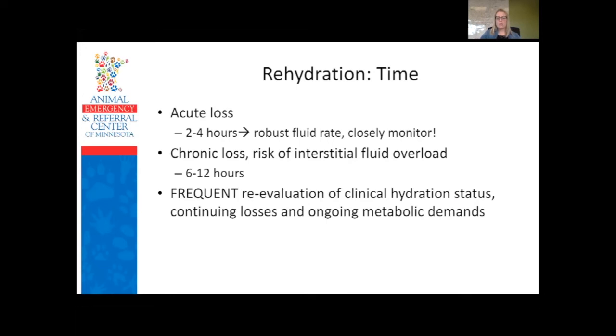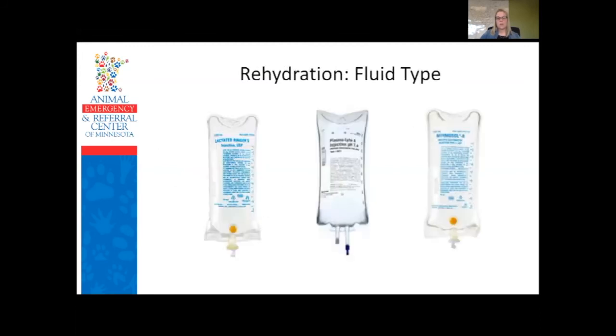If they've lost fluid more chronically, or if they're at high risk of interstitial fluid overload, you want to give it back over a little bit longer period of time. Again, the textbooks are going to say about 6 to 12 hours. I probably skew on the longer end of that for chronic fluid loss. And again, the whole point is you're frequently reevaluating this patient. You're reevaluating their clinical hydration status. You're looking for any continuing losses and ongoing demands to make sure you're giving them the appropriate fluids, or as best you can. What fluid type are you going to use?